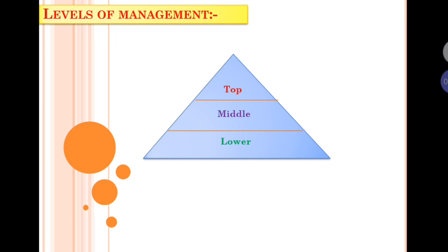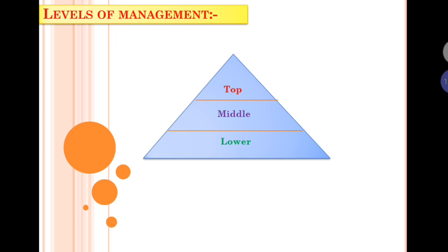Well, you can see the pyramid here. Dear friends, top managers typically consist of board of directors, president, vice president, chief executive officers. These individuals are mainly responsible for controlling and overseeing all the departments in an organization. They develop goals, strategic plans, and policies for the company, as well as make major decisions on the direction of the business.